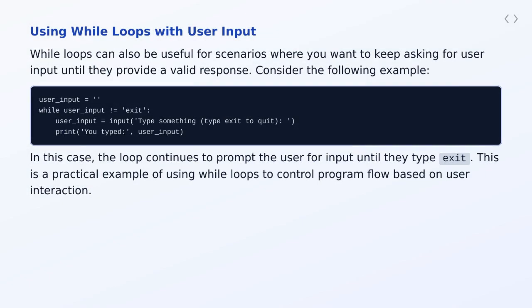Now, using while loops with user input. While loops can also be useful for scenarios where you want to keep asking for user input until they provide a valid response. Consider the following example. I'll let you read the examples on screen rather than reading every line aloud. In this case, the loop continues to prompt the user for input until they type exit. This is a practical example of using while loops to control program flow based on user interaction.